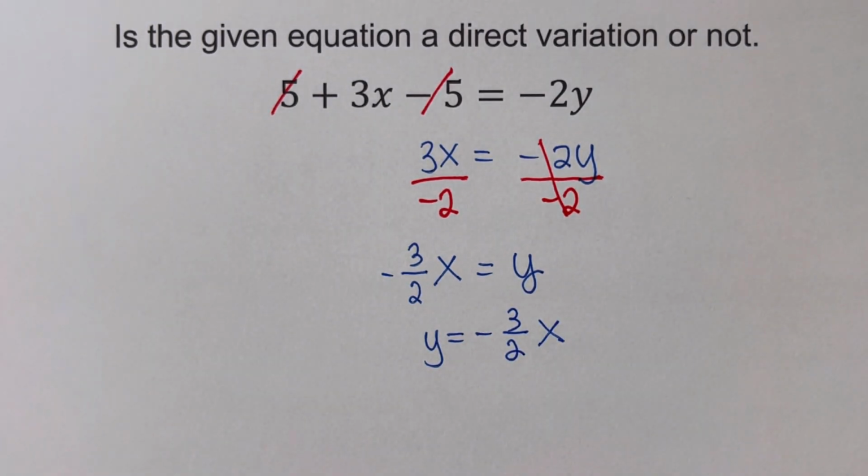Now, please notice that this equation, y equals negative 3 halves x, resembles y equals kx, which is the general equation of a direct variation. And we can see that our k is negative 3 halves. So we can say that this is an example of a direct variation. So I'm going to write that down here.